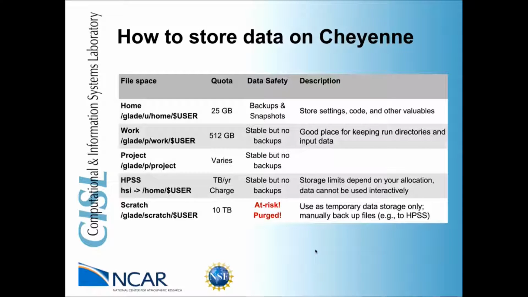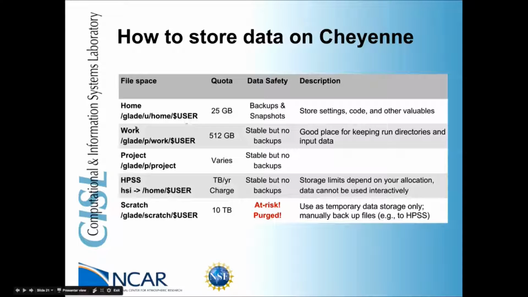Okay, so data storage. This again should be pretty familiar if you're working on Yellowstone. So you have these different spaces. You have your home space, which is /glade/u/home/username. There's a quota of 25 gigabytes. If you run the quota command, it'll show 50 gigabytes, but that's because there's a duplication of your data for redundancy. It makes your data more secure. There's also backups and snapshots, so your data is very, very safe if it's in the home space. This is a great place to store settings for programs, to store code, and to store other things that you consider of the highest category of valuable.